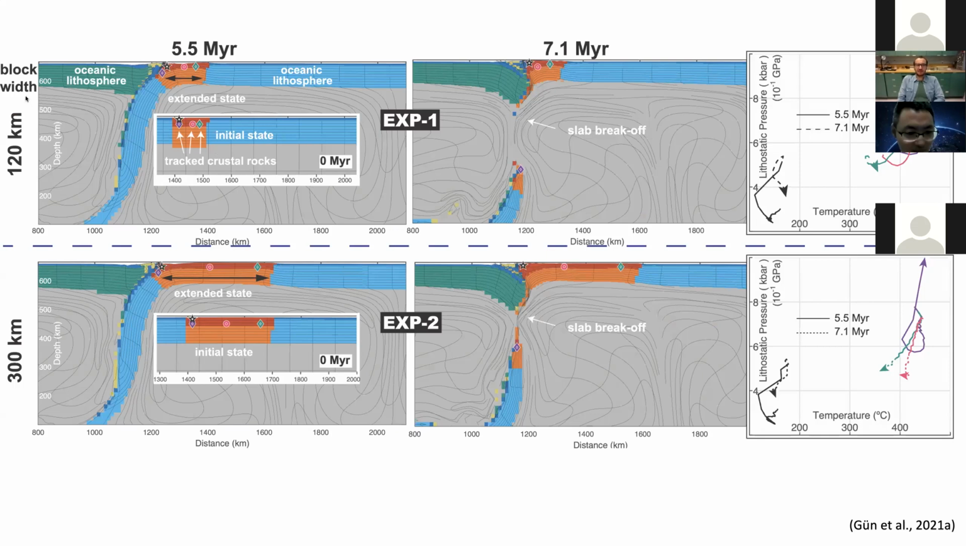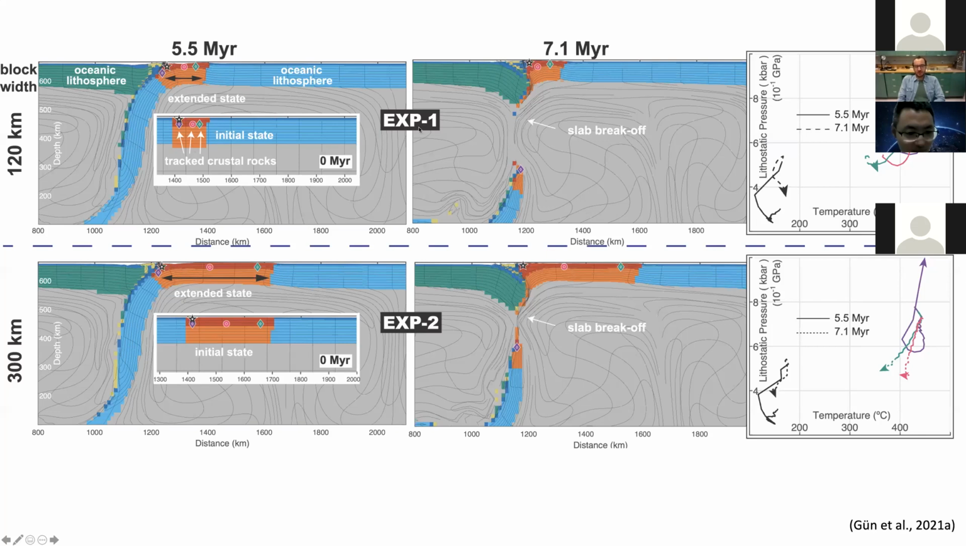This is a 120 kilometer wide microcontinent initially, and this bigger frame on the left side shows that after 5.5 million years later. So this is the situation, and this is 7.1 million years later, which marks the slab break-off time. The 5.5 million year frame shows the beginning of collision. So, this initial state, beginning of collision, and after the collision, the slab break-off.